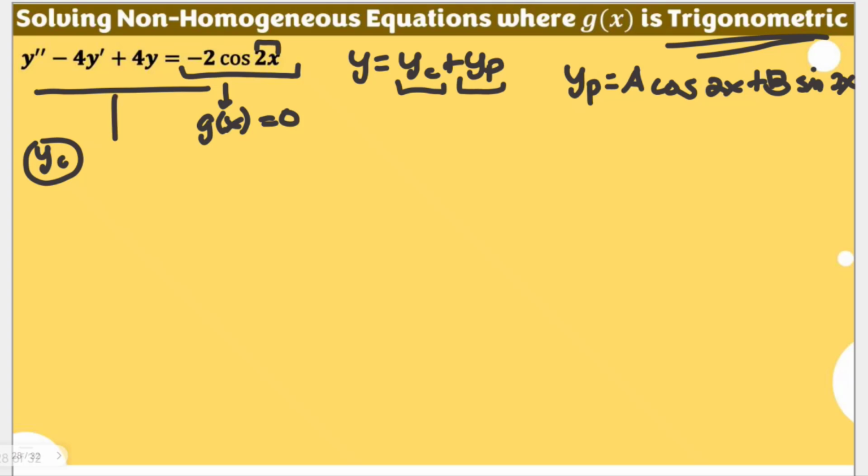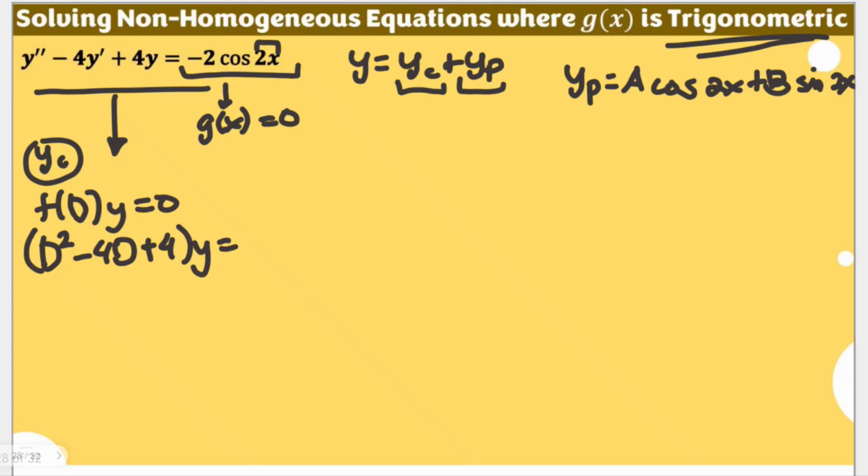That would mean let's come up with the equation of this left-hand side using the differential operator d. So you will have here, this is the form f of d y is equal to 0. So you will have here d squared minus 4d plus 4 times y is equal to 0. That would mean our auxiliary equation is expressed as m squared minus 4m plus 4 is equal to 0.